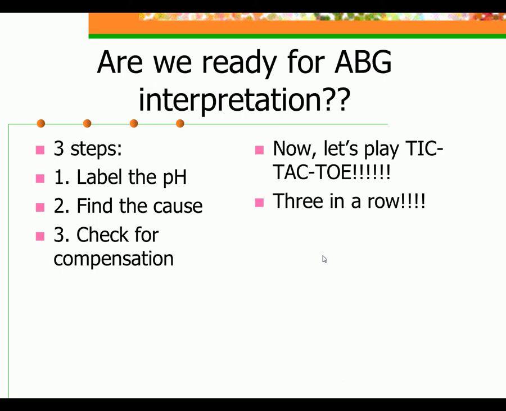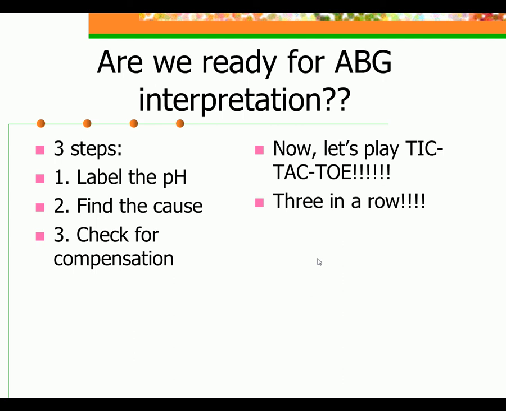There are 3 steps. After you look at these 3 steps, I want you to go in and read your article, Turning ABGs into Child's Play. This article is so simple, anyone can read it and anyone can do it. I want you to work through every single one of the scenarios, and then get back with me on what you don't understand. The 3 steps: label the pH, find the cause, check for compensation.